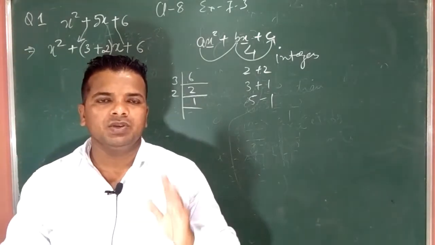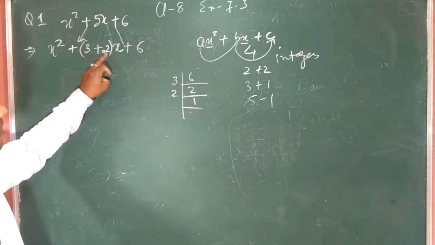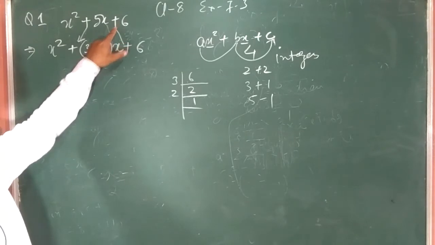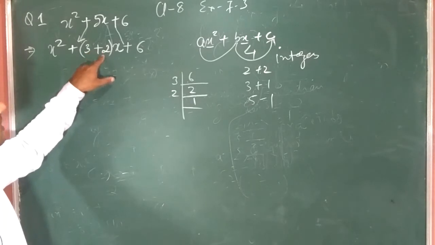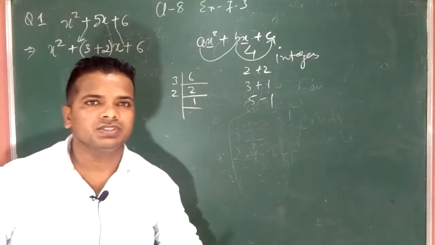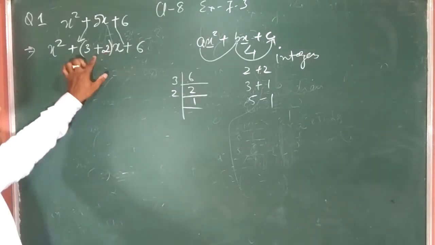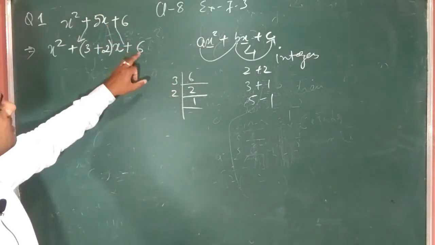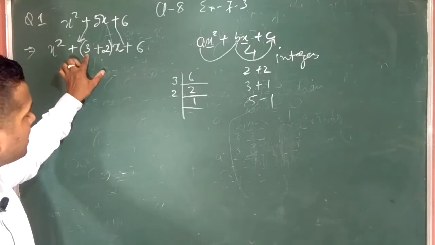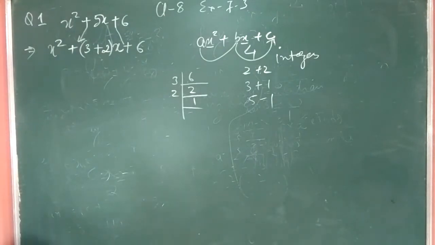I hope you understood. You need to write two numbers inside the bracket. If the sign is plus, you write plus; if minus, you write minus. When you add these two numbers, it must come to the middle number, and when you multiply these two numbers, it must come to 6. This is the first question, try to understand nicely. The sign depends on whether the constant is positive or negative, but when you multiply these two, it must come to 6. Now we will remove the bracket.